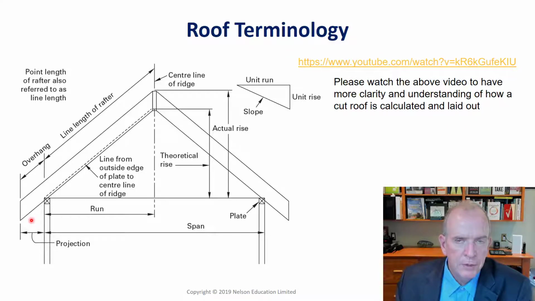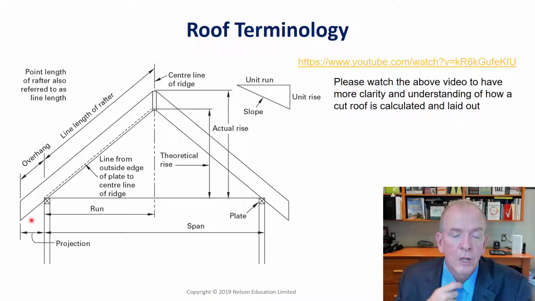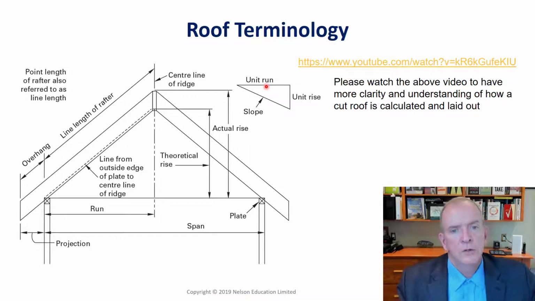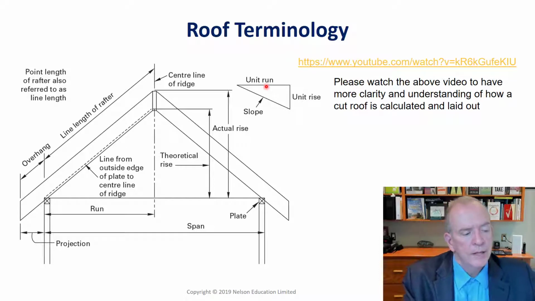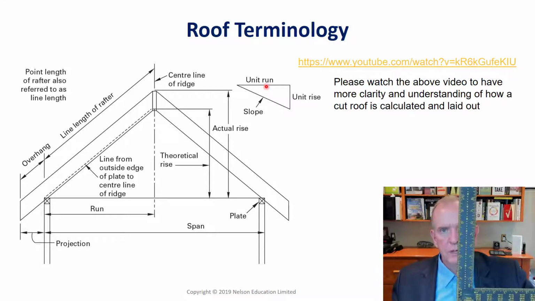Now, framers are not known as being the best mathematicians in the world. So you know what? They worked out different ways that they can easily lay out roofs without getting too complex. And so one of the ways that they did it was they use unit rise and unit run, and they break it down into smaller components, and they use a framing square. So they use a framing square to actually calculate the roof.